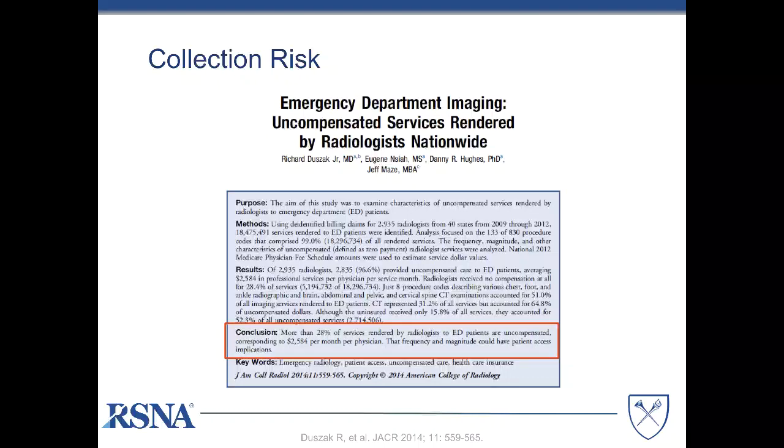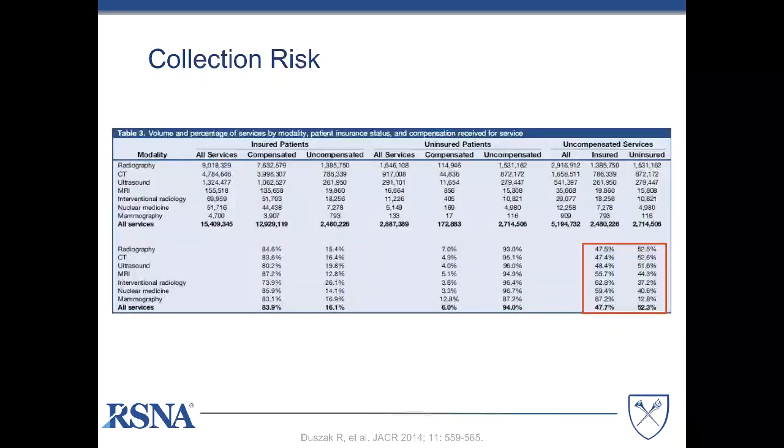That means that big radiology practices covering emergency departments provide a lot of uncompensated services to their communities, averaging about $2,500 per radiologist per month. Something you want to remind your hospital administration of when you're engaged in contract renewals.